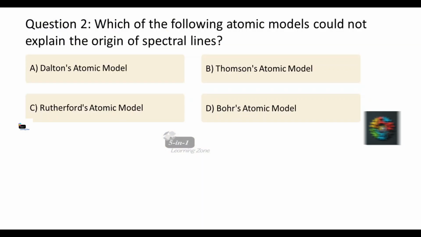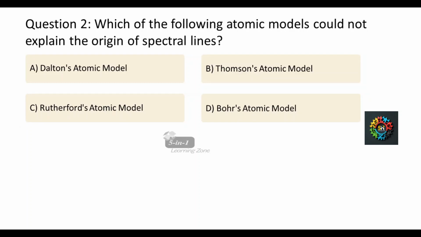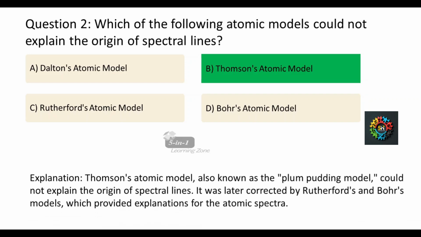2. Which of the following atomic models could not explain the origin of spectral lines? Answer: B. Thomson's atomic model. Explanation: Thomson's atomic model, also known as the plum pudding model, could not explain the origin of spectral lines. It was later corrected by Rutherford's and Bohr's models, which provided explanations for the atomic spectra.